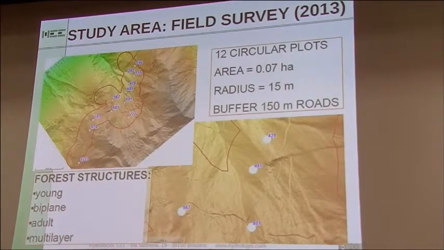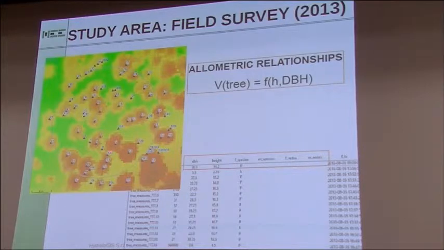We did a field survey in the summer season of 2013, and we mapped all the trees over 12 circular plots with a radius of 15 meters in a buffer of 150 meters from the roads. And we have different forest structures: young, biplan, adult, and multi-layers. We mapped all the trees, as you can see here, and we also took information about the diameter, the height, and the species. And based on this, we derived some allometric relationships to relate the volume to the height and the diameter of the trees.